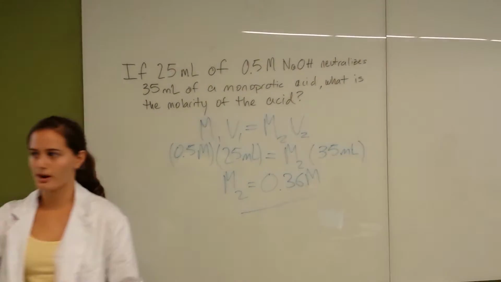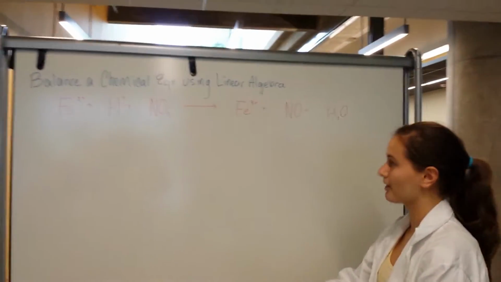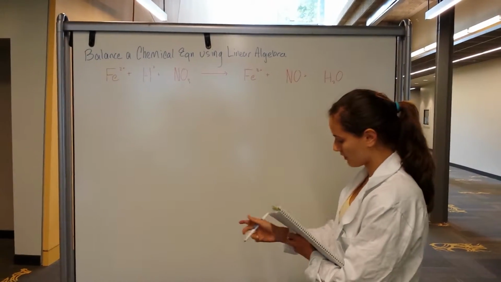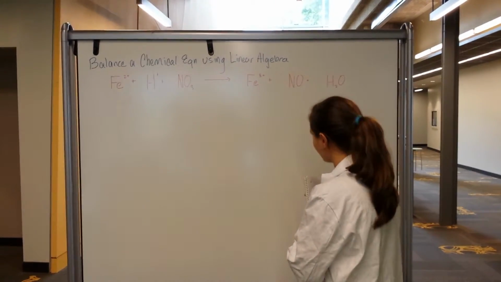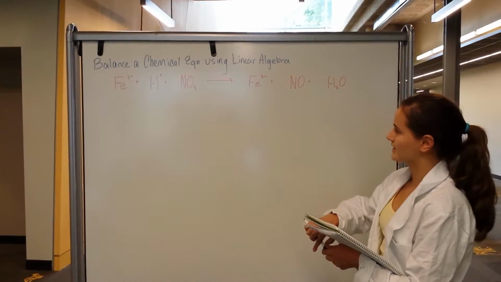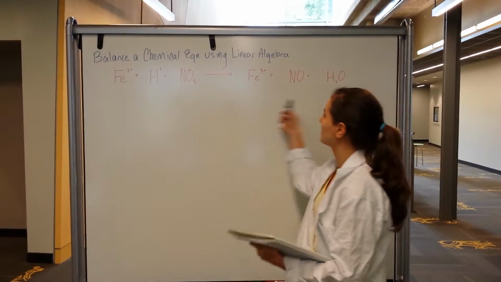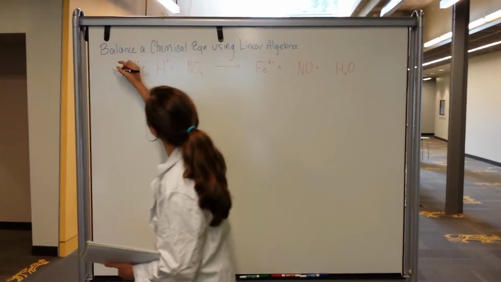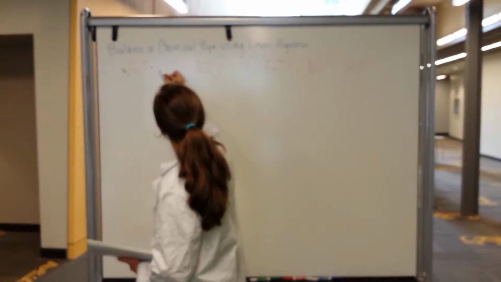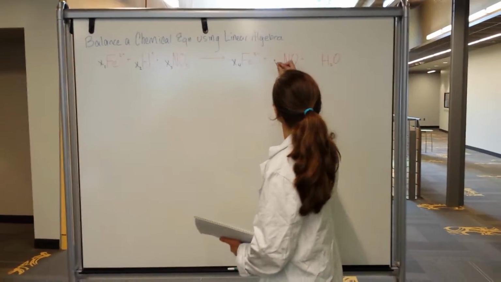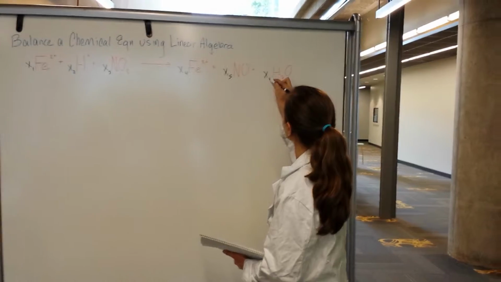Okay, so for the second problem, we're going to go over here to this fun board, and we're going to balance a chemical equation using linear algebra. So the first step is we're going to change colors here. And we're going to assign, so this is our equation, and we're going to assign x values. So this will be x1, x2, x3, x4, x5, and x6.